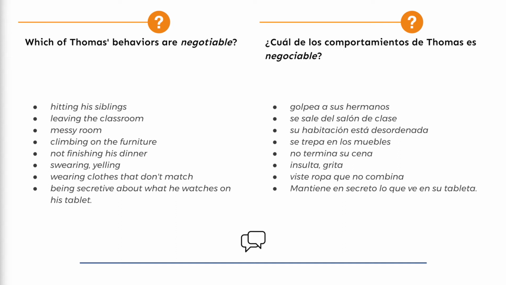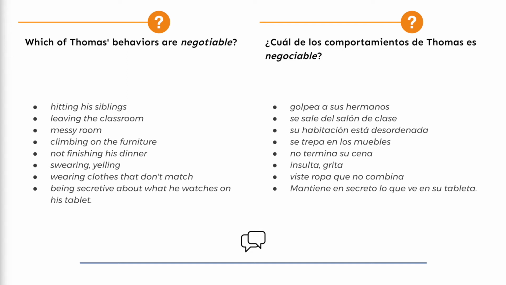Now, which of Thomas's behaviors are negotiable? Surprisingly, leaving the classroom could actually be something to negotiate about. Maybe the teacher, parent, and Thomas can discuss when it's appropriate to do so, or if he asks for permission first, or if he has a special task the teacher gives him, or maybe he helps out with the younger grades. There might be an agreement on Thomas being able to leave the classroom. That's a lot different than him just leaving whenever he wants to.